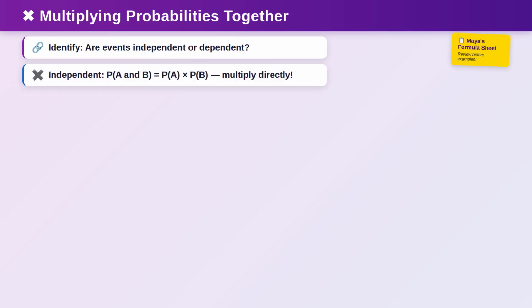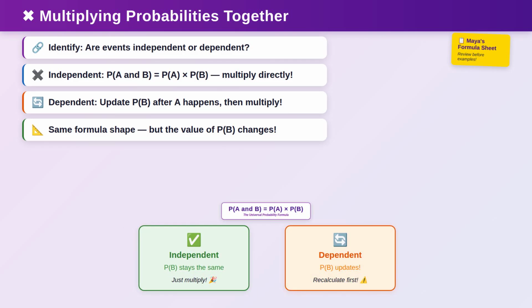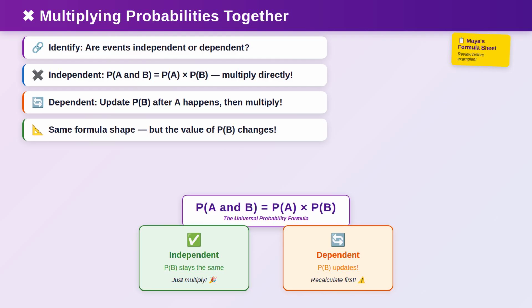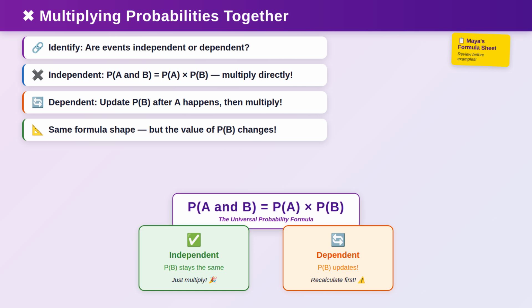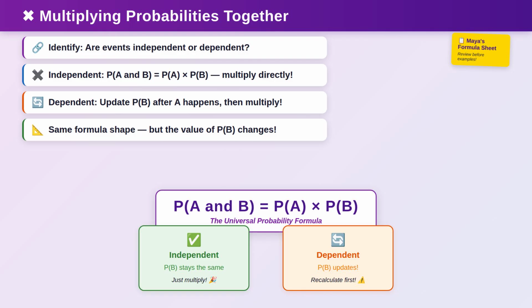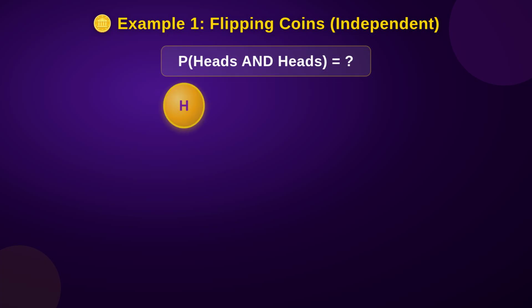Once you know whether events are independent or dependent, you can calculate the probability of both happening. For independent events, just multiply their probabilities together. It's that clean. For dependent events, you need to update the probability of the second event first and then multiply. The formula looks the same, but the value of P of B changes after event A happens. Don't worry, we're going to work through examples of both right now, step by step. Maya's ready, and so are you. Let's go.